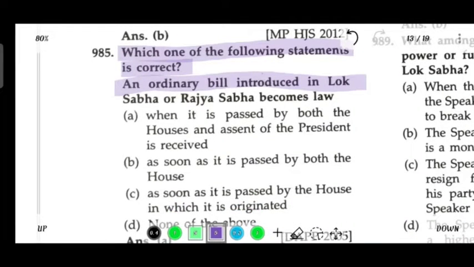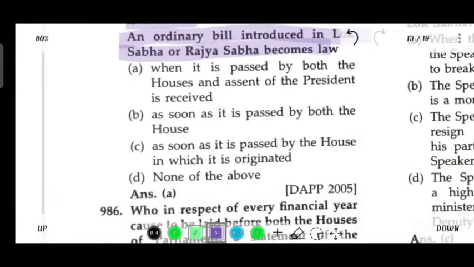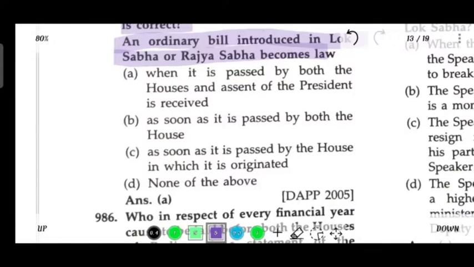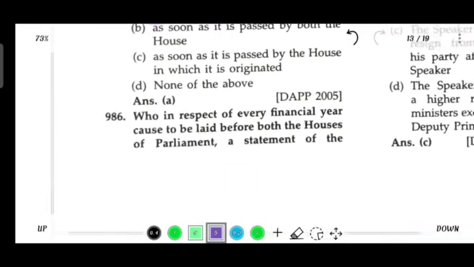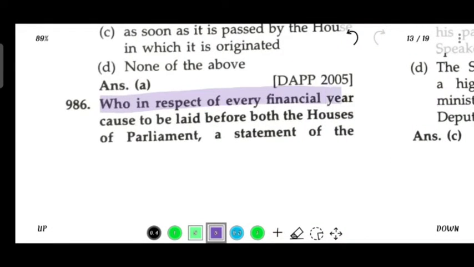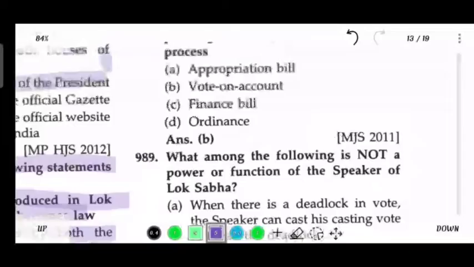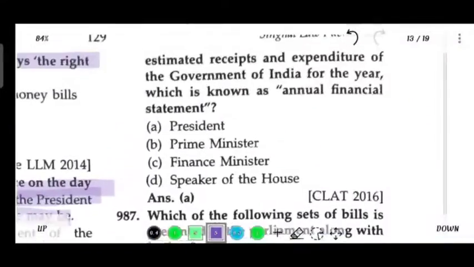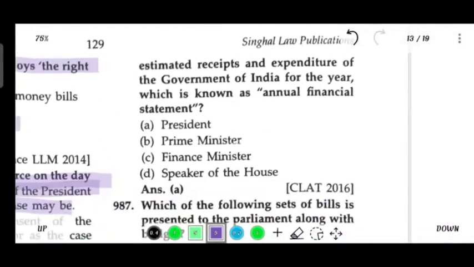The ordinary bill may be introduced in Lok Sabha or Rajya Sabha. It becomes law when it is passed by both Houses and the assent of the President is received. Who, in respect of every financial year, causes to be laid before both Houses of Parliament a statement of the estimated receipts and expenditure of the Government of India for the year, which is known as the annual financial statement?